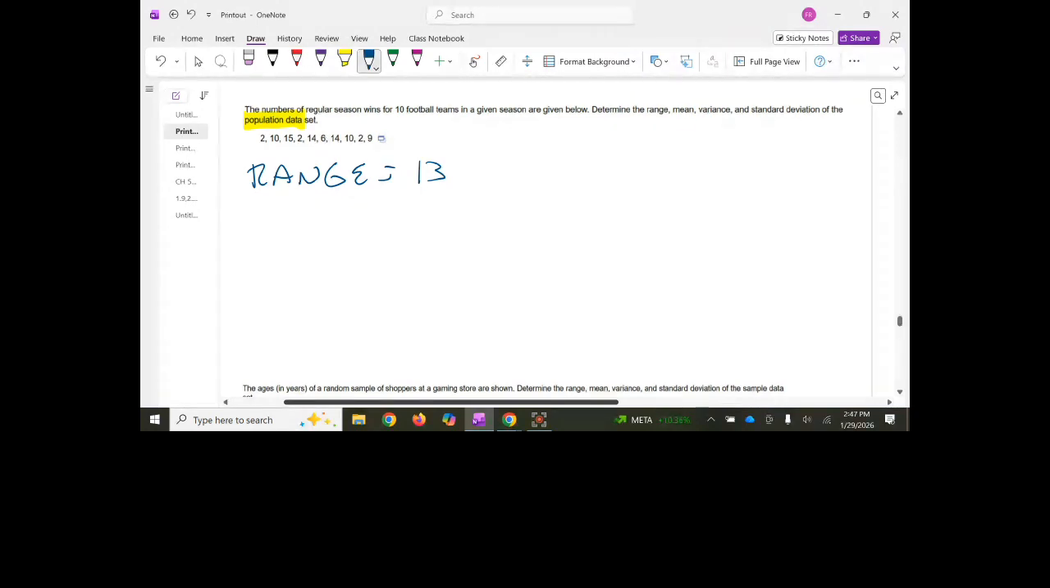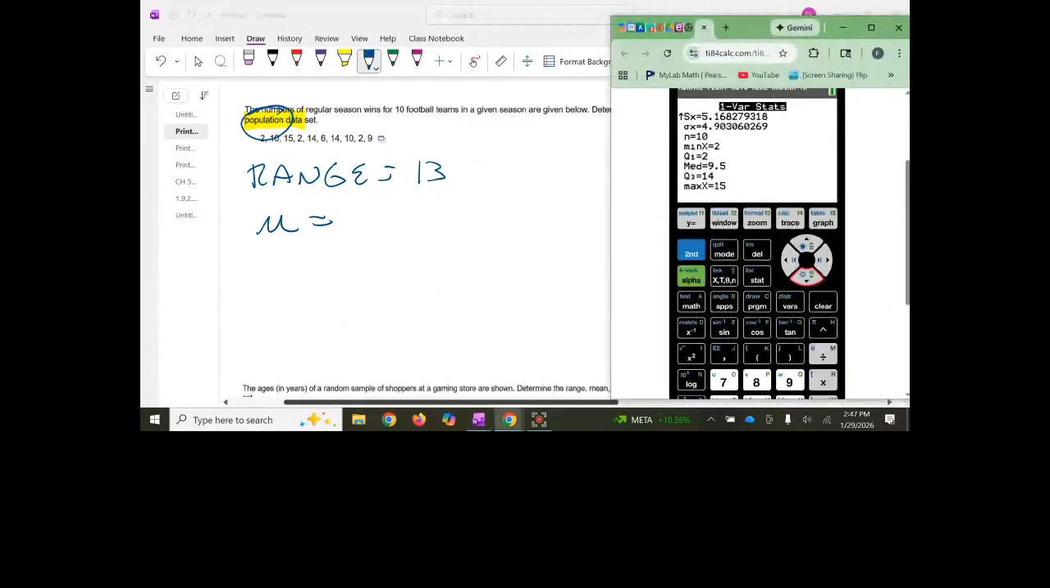Okay. Next thing is the mean. When you're doing this in MyLab, that's going to be the little symbol that pops up because the word they used was population. But when you go to your calculator, you're still looking for the x bar. That number never changes, okay? So it's still 8.4.